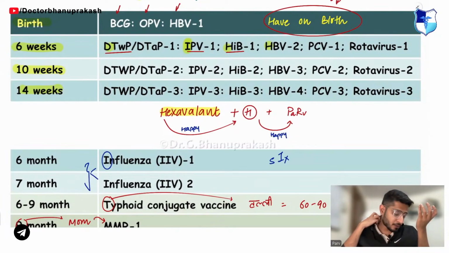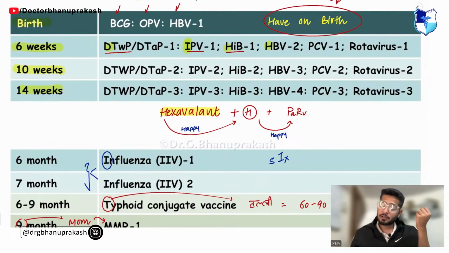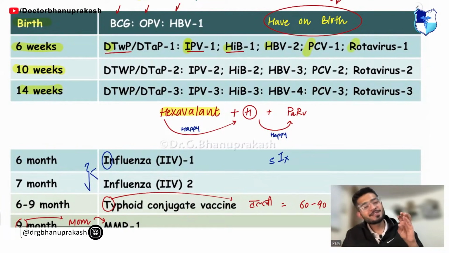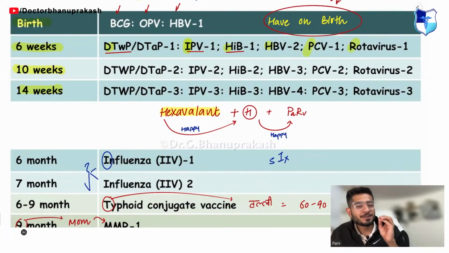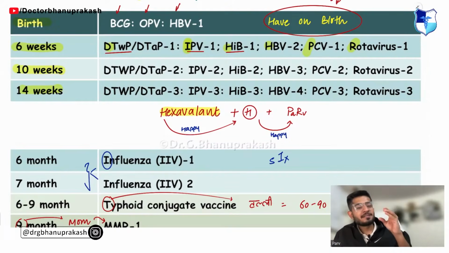You're supposed to give the hexavalent for sure, but what you have to understand is that you have to give hexavalent, then you have to give the PCV and rota also. So this is a very cute mnemonic, a very cute trick to remember, that at 6 weeks, at 10 weeks and 14 weeks, hexavalent has to be given. So H for hexa, H for happy.